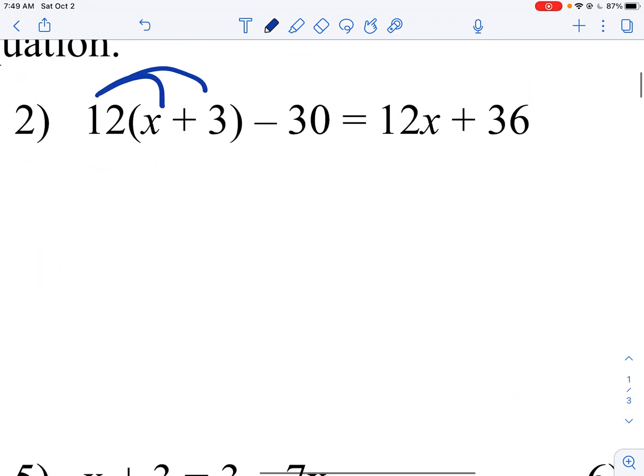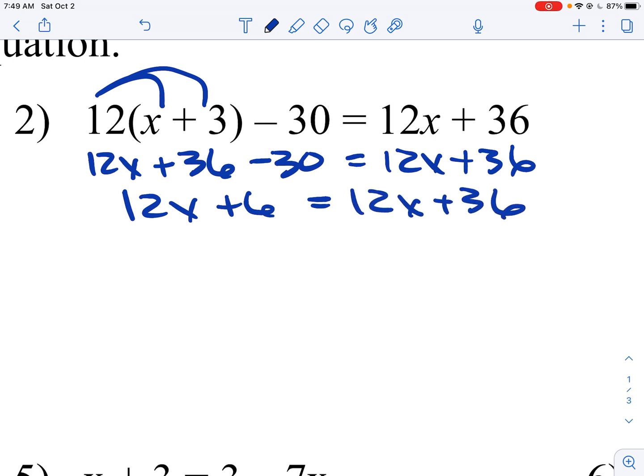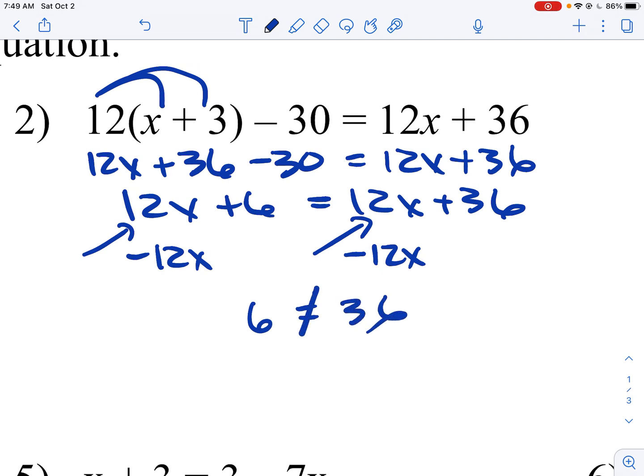Then I come here, I do the same thing, multiply through. I get 12x plus 36 minus 30 equals 12x plus 36. So 12x plus 6 equals 12x plus 36. So I look at the coefficients. The coefficients are exactly the same, so my answer is either going to be no solution or infinite solutions. So I subtract the 12x from both sides, and I get 6 equals 36. That is never true, so this is no solution.